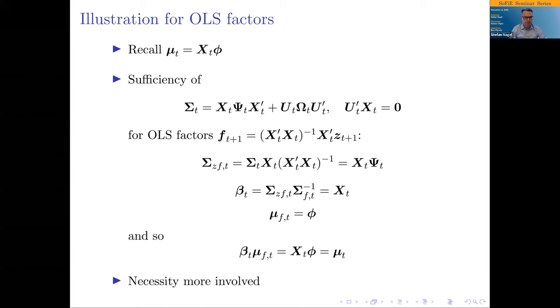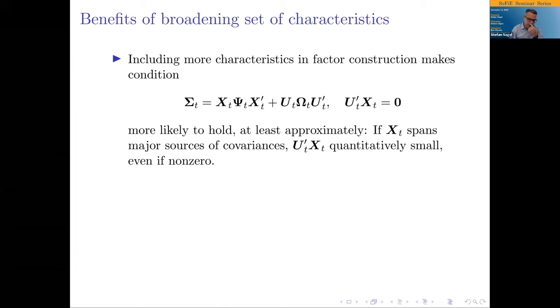Okay, now thinking a little bit more about what this means, this actually tells us some useful things. For example, including more characteristics in factor construction should make this condition more likely to hold. Because you can imagine you have a small number of characteristics, and there's maybe still something remaining in this U matrix that's related to your characteristics, so the condition doesn't hold. But if you can find additional characteristics that span that stuff in U that's related to your characteristics, then you can make that condition hold. So having more characteristics is probably going to help.